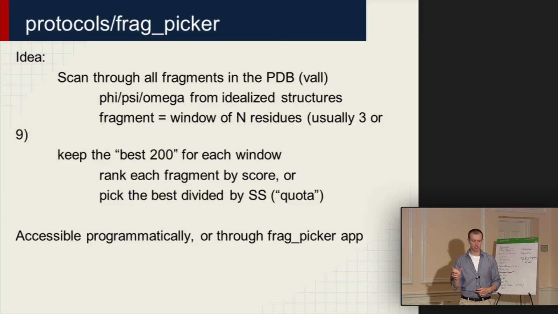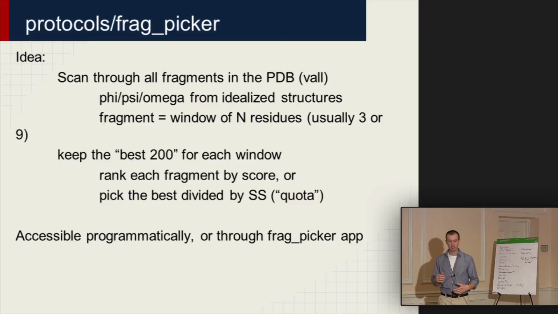So you take a fragment, that's this window of 9 residues, and then you're going to keep, say, the best 200 fragments. I'm sorry, each fragment corresponds to a window of 9 residues, and for each window, you're going to keep, say, the top 200 fragments. There's a couple ways of ranking them. You can have some score function, and then take just the top 200 from each, as determined by the score function.